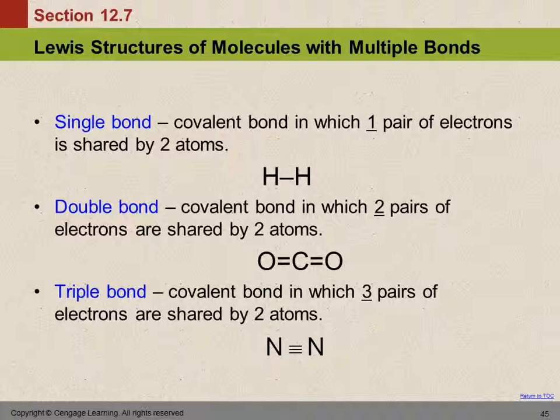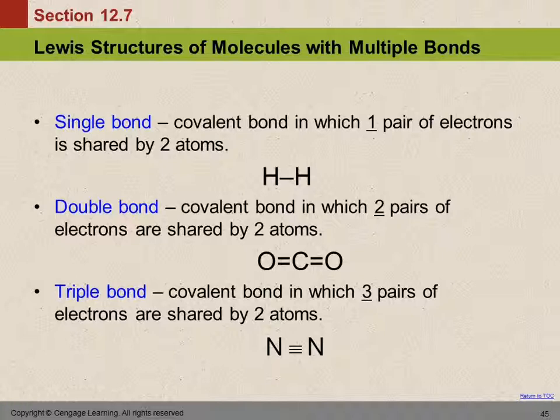So a single bond is a covalent bond in which one pair of electrons is shared. There's the example, hydrogen, hydrogen. A double bond, two pairs of electrons are shared. A triple bond is three pairs being shared. And that can happen. It doesn't happen as commonly as double and single, but it does happen.